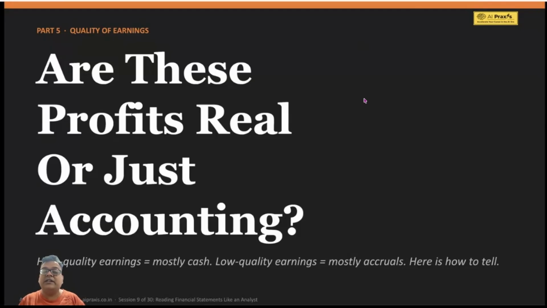High quality earnings are simple, they are backed by cash. Low quality earnings are different, they come from accruals, estimates, and accounting adjustments. And as an analyst, your job is not to get impressed by profit, but to ask how much of this profit is actually real. And when you use the term real, it should come from the cash that you have in your bank account or the company's bank account. Because in the end, cash sustains a business, accounting cannot. And now let's learn how to actually measure this.